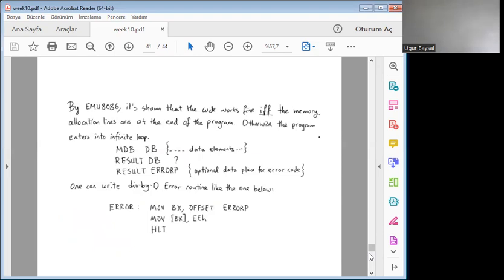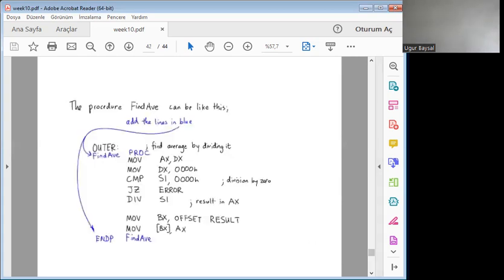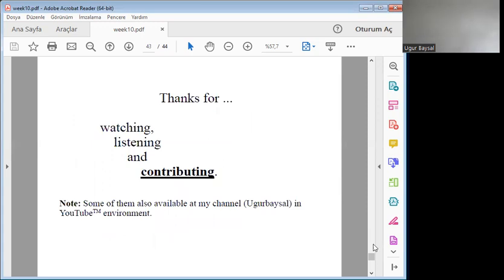In all parts of the program, you have to check your data. Are they within a specific limit? Are they negative, positive, non-zero, whatever? Those constraints should be checked during the program as well. So that was the general philosophy to write any assembly code, any computer program.